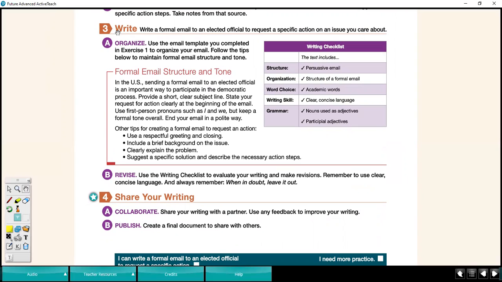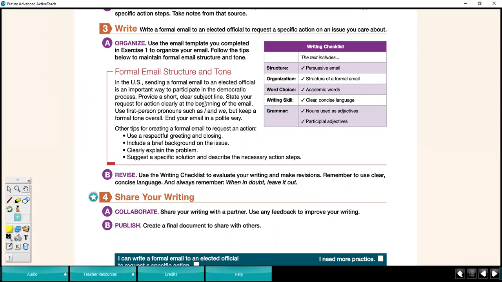Just this note from the organized section in your book, formal email structure and tone. Always remember that in the US, sending a formal email is important, and it's a way to participate, not only because we're not talking about an elected official, but it's a way to participate in your education, in your workplace, in your place of living, your community, or whatever the situation might be.